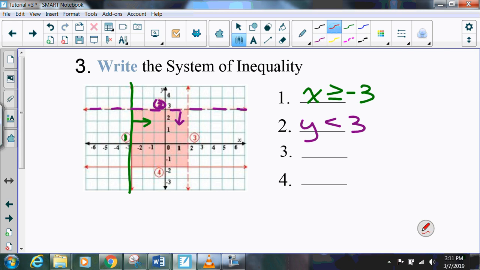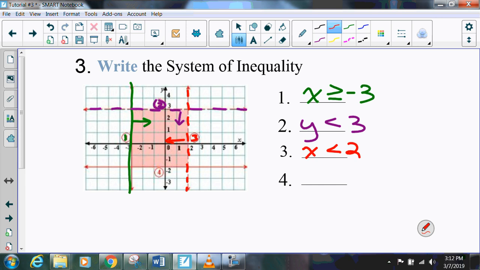All right, let's switch a color. Let's look at number 3. So once again, this is a straight up and down line, and it's dotted or dashed, however you want to say it. We know that this involves x and the number 2 because it goes through the x-axis at 2. The shading is to the left, and that means that all these numbers to the left are less than 2. Because the line is dashed, there's no line underneath. It's just x is less than 2.